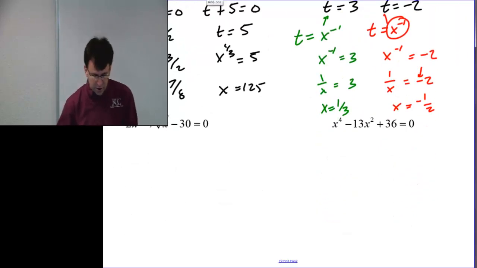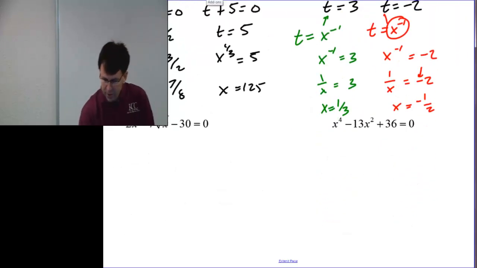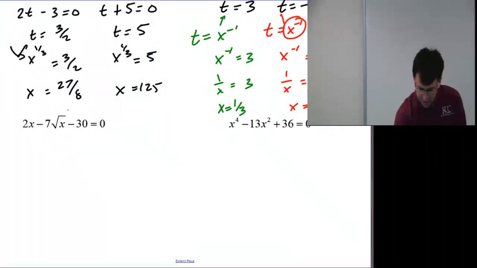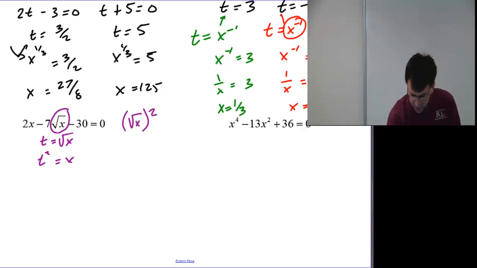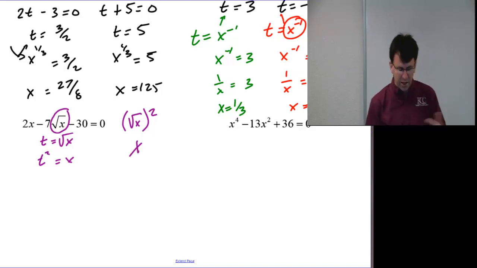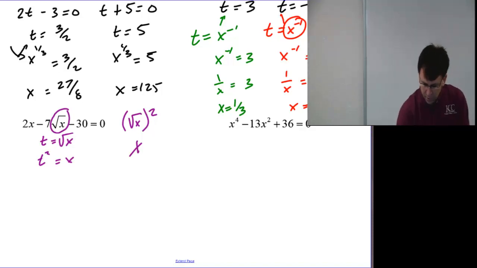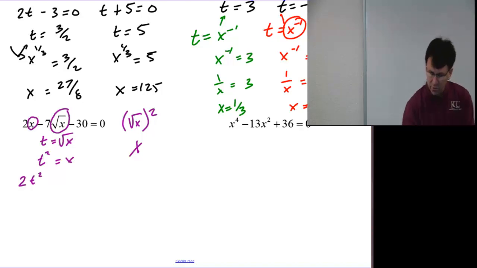So let's take a look at my other two examples that I had set up. One more time, I had this variable right here being the good t. So t equals the square root of x. If I took t and squared it, I would get x, because the square root of x squared is just simply x. So I can substitute that in, creating 2t squared. Now notice this was just an x, but it became a t squared because x takes on the value of t squared.